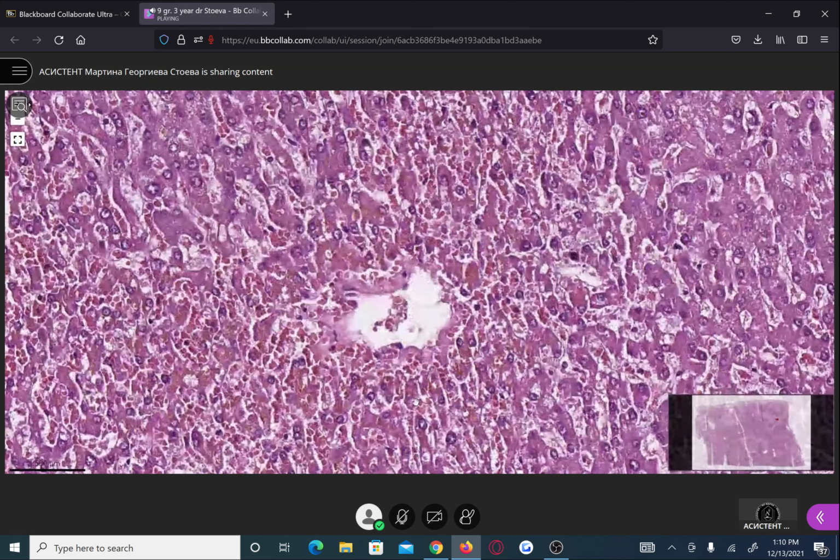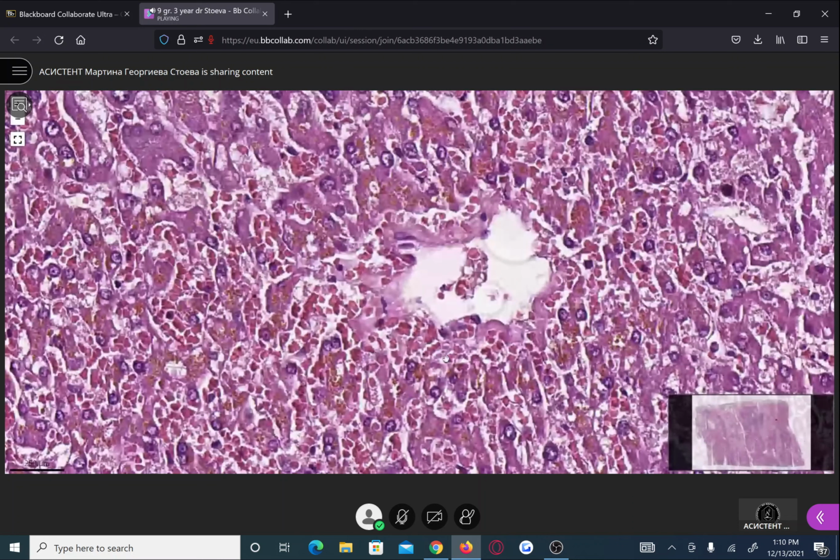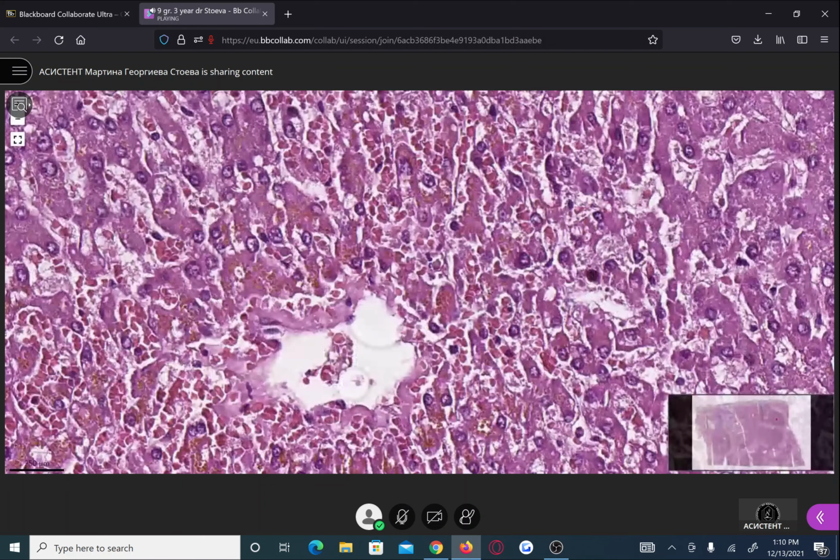In this case, the dilated sinusoids are also filled with erythrocytes, which is an evidence for congestion. And usually in congestion, there could be formation of hemosiderin. That's why in these cases, usually again, we need the special staining for iron to distinguish the two pigments. Prussian blue staining will lead to a blue color of the hemosiderin only.